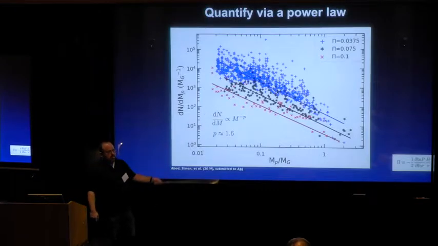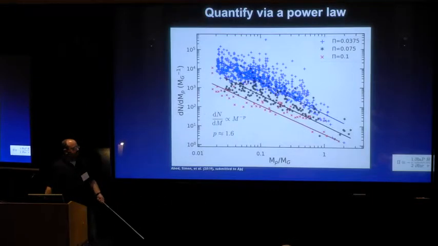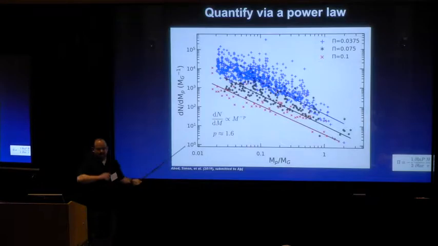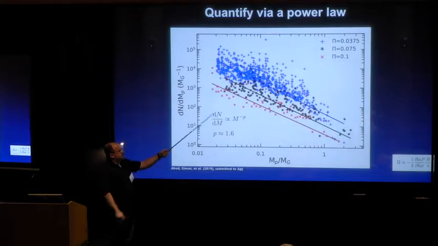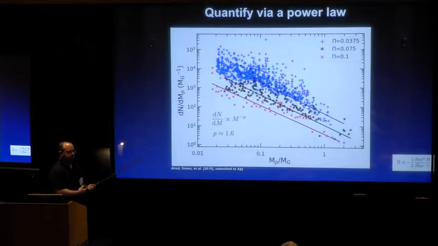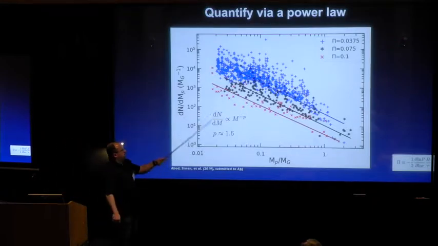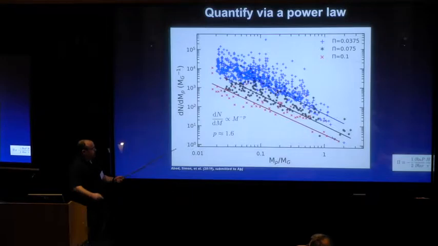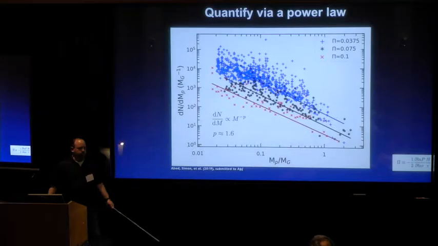We couldn't vary the radial pressure gradient too much because, well, I'm not going to get into the details, but basically, if you put the pi too high, the system became so turbulent you couldn't form planetesimals in the first place. So we had a very narrow range to work with. But nonetheless, we found p is approximately 1.6.